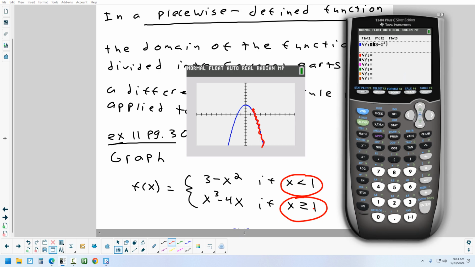So in parentheses, on the end, we're going to tell it to only draw that graph when x is less than 1. So we press x. And now we have to type in the less than symbol. I don't think I've shown you where the less than symbol is yet. The less than symbol is under second, and then press math. Math is the third button down on the left-hand side. That's how you get to your inequality symbols. So we want the fifth one. We want a 1. Close the parenthesis.